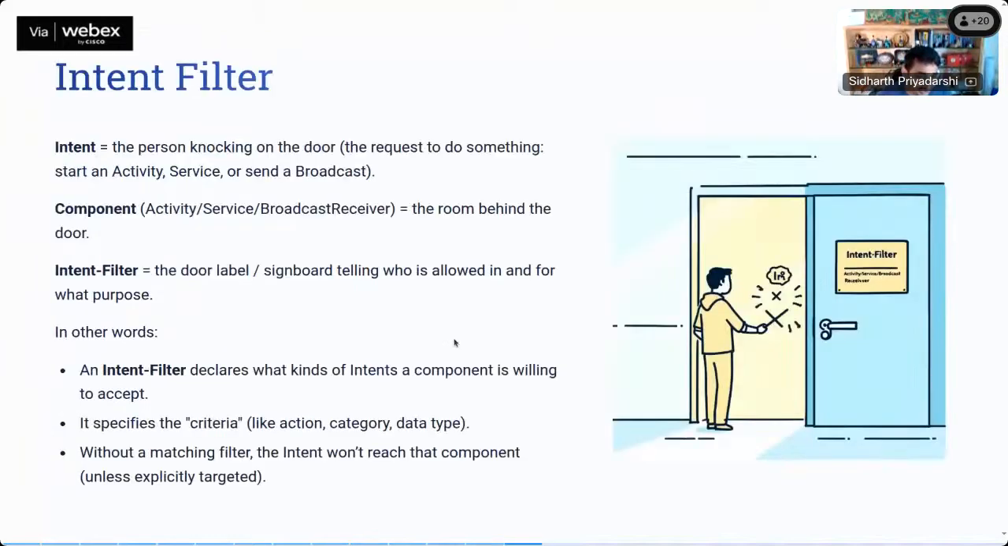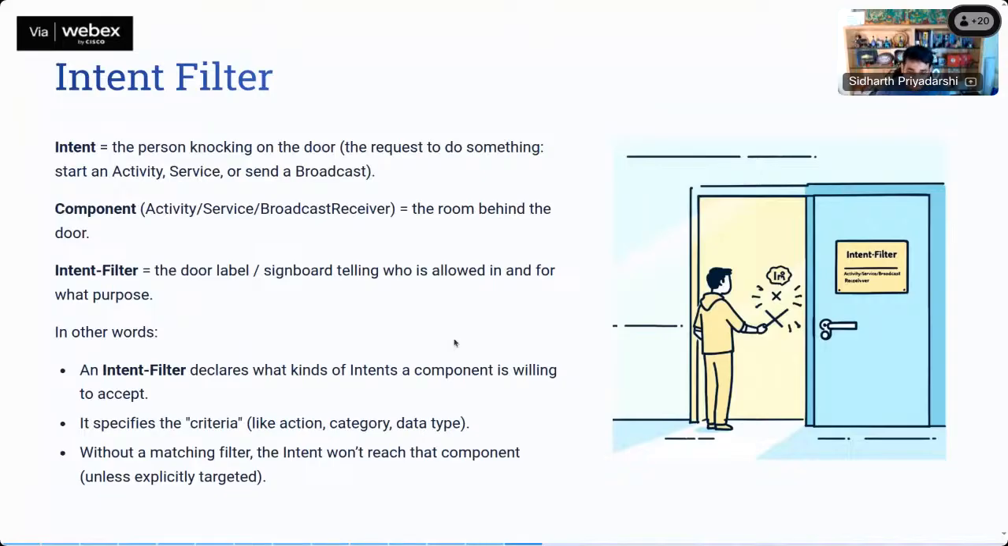Now we have an intent filter. Let's consider one analogy. You have one house. Just consider the house as your entire application. In this house you have different rooms, and each room has a gate.